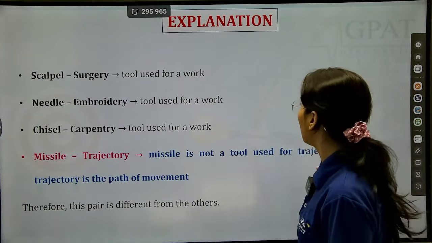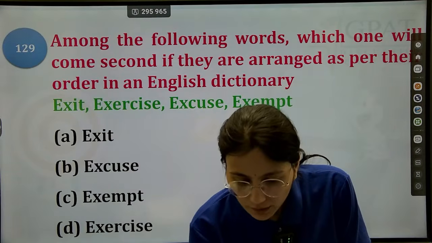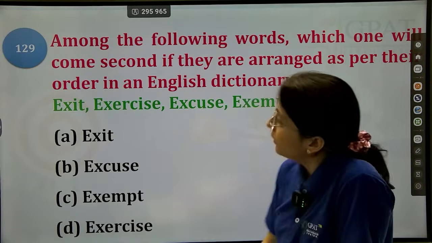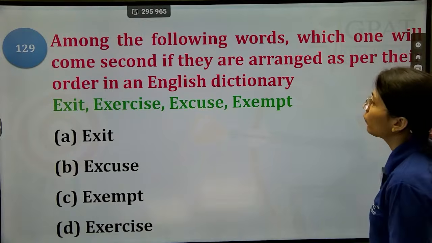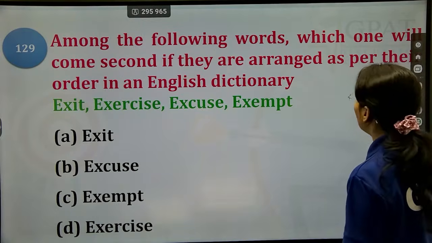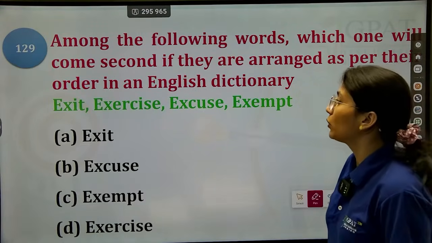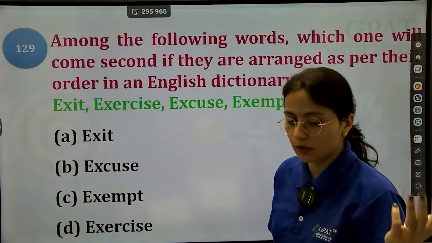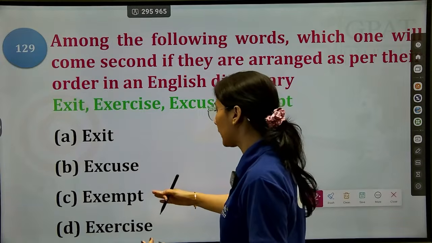Okay, now move to the next one, that is question number 129. Among the following words, which one will come second if they are arranged as per their order in an English dictionary? So if we arrange all these words according to the English dictionary, we have to find the answer. So exit, excuse, exempt, exercise.